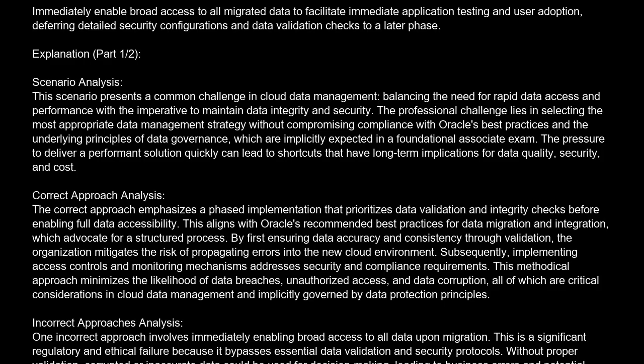The correct answer is B. Immediately enable broad access to all migrated data to facilitate immediate application testing and user adoption, deferring detailed security configurations and data validation checks to a later phase.